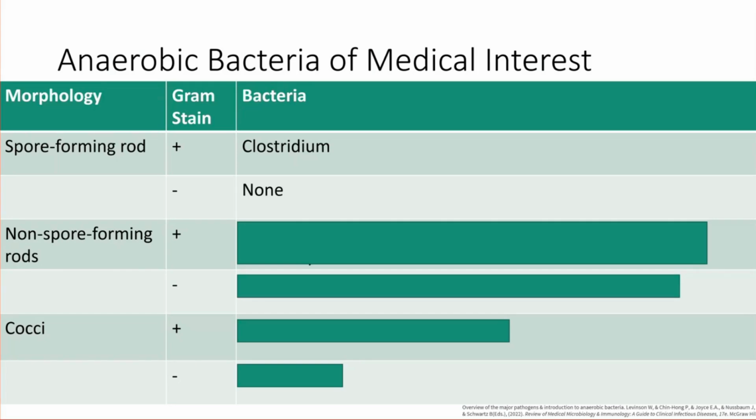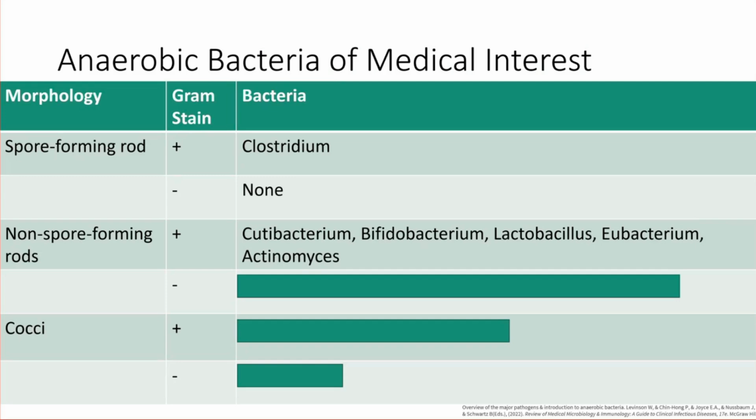Give me your gram-positive non-spore-forming rods of medical interest that you have heard of. Listeria is aerobic. You just had the aerobic lecture, so forget about aerobes. Lactobacillus, thank you. What else? Actinomyces, thank you. There are lots more: Cutibacterium, Bifidobacterium, Lactobacillus, Eubacterium, Actinomyces. Certainly you have heard of some of those names.